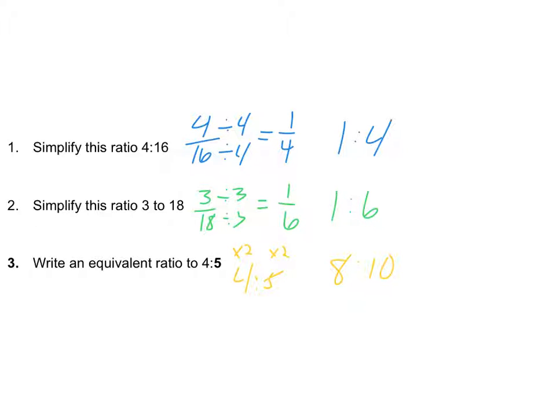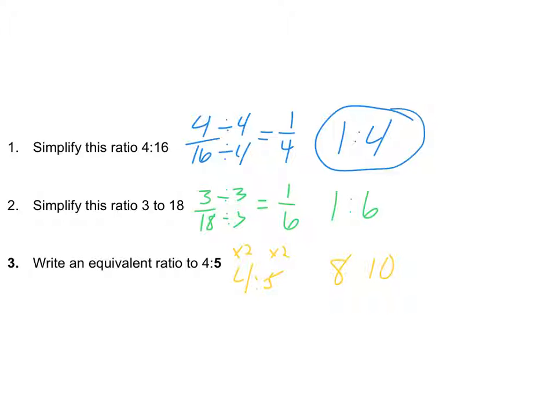Okay, so to simplify 4 to 16, I wrote it as a fraction, 4/16. You'll notice that the greatest common factor between 4 and 16 is 4. I can divide top and bottom by 4, giving me a fraction of 1/4. And then I can write that back as a ratio of 1 to 4.